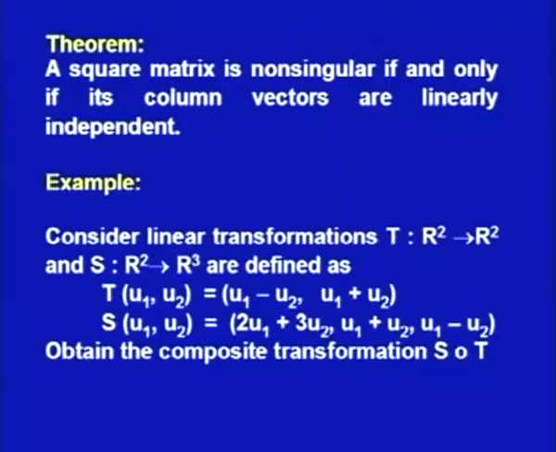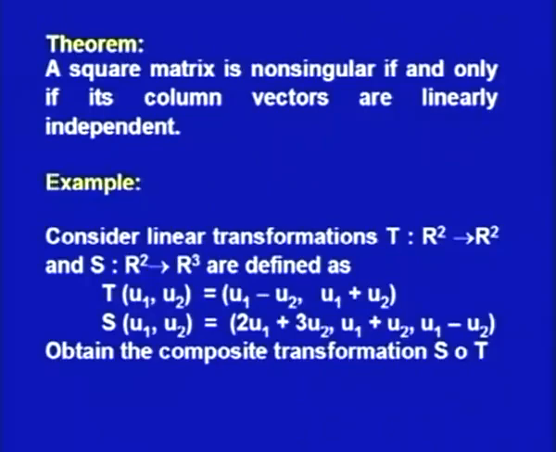This is the result which we have started. A linear transformation we have defined to be non-singular if kernel T is equal to theta. And then with the help of the results which we have established just now, one can very easily say that a square matrix is non-singular if and only if its column vectors are linearly independent.